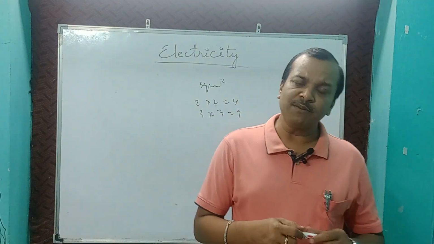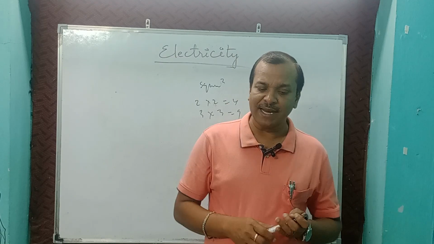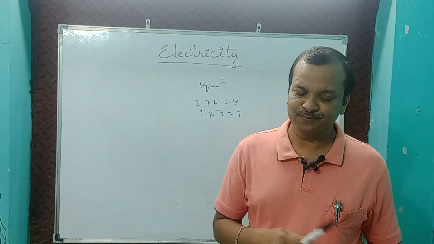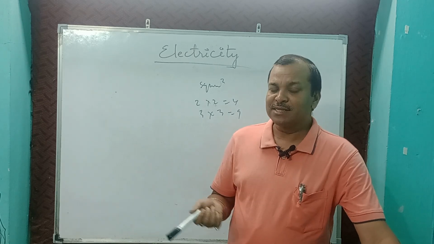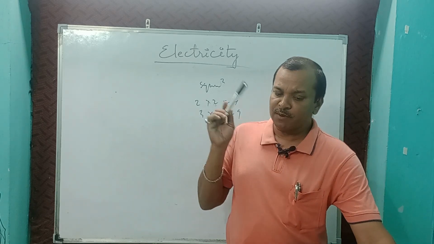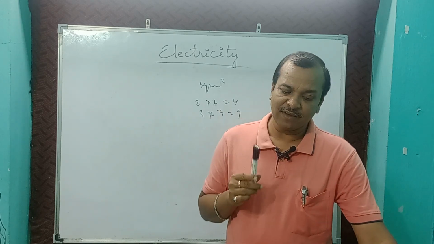First one is directly proportional to the square of the current. Second one is directly proportional to the resistance for a given current.